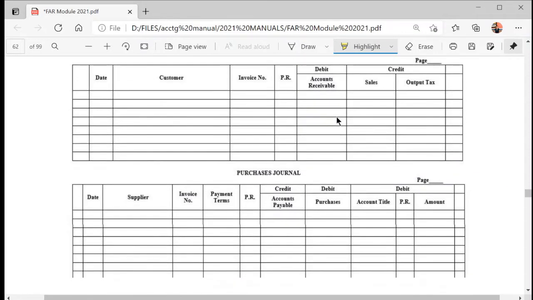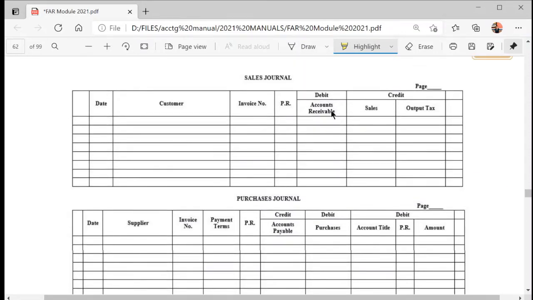For this one, the debit is accounts receivable and the credit is sales, because the sales journal is for sales on account. That's why there's also a column here for the output tax for the VAT, value added tax.